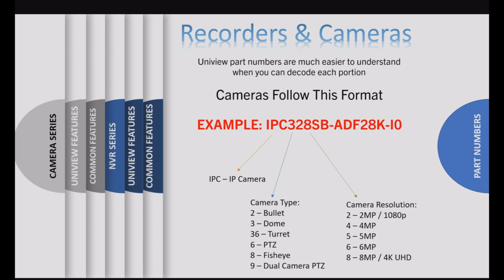So the actual last number here in this section of the part number relates to the camera's resolution. The letters that appear after this number I'm actually going to skip because they relate back to a series hierarchy that's not really a good indicator of where the camera falls into the lineup.